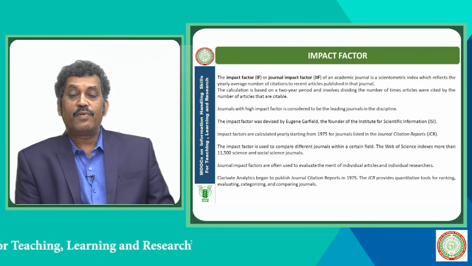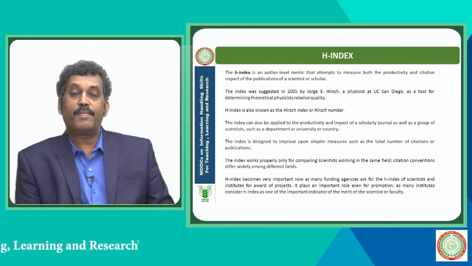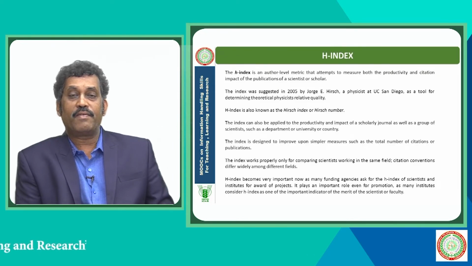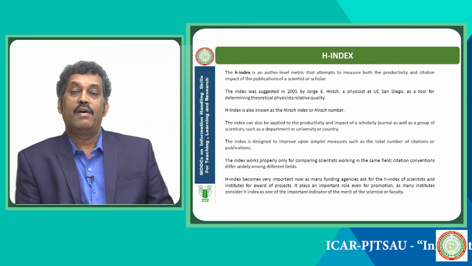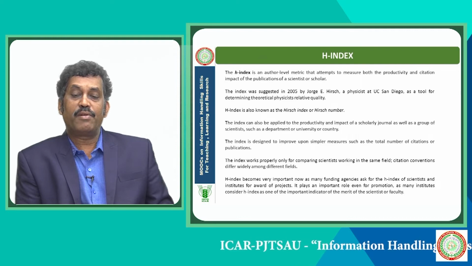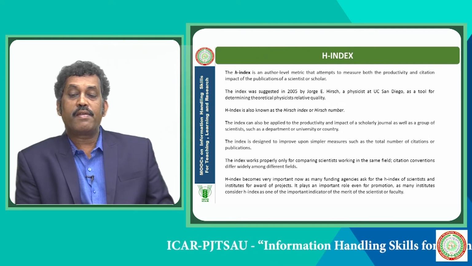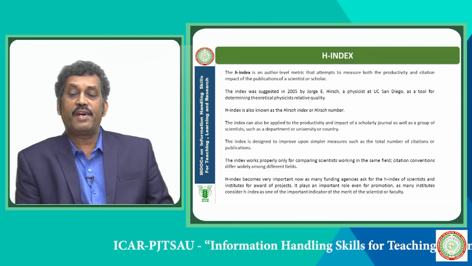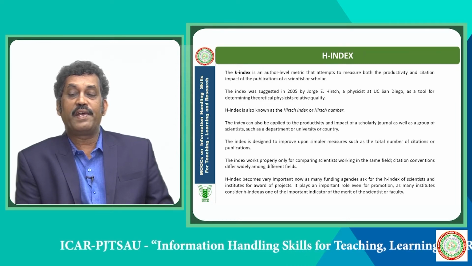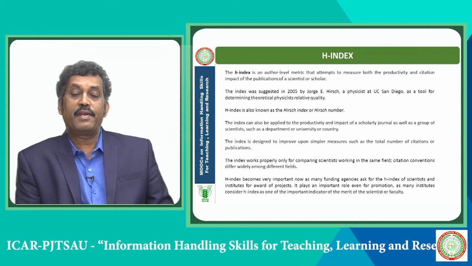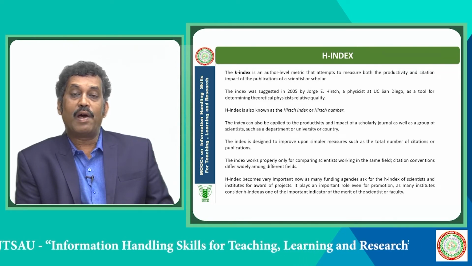Then we will see about the H index. Nowadays, people in the academic and research area are widely speaking about the H index. The H index is an author level metric that attempts to measure both the productivity and citation impact of the publications of a scientist, academician or scholar. The H index was suggested in 2000 by Mr. George E. Hirsch, a physicist at the University of California, San Diego, as a tool for determining theoretical physicists' relative quality.